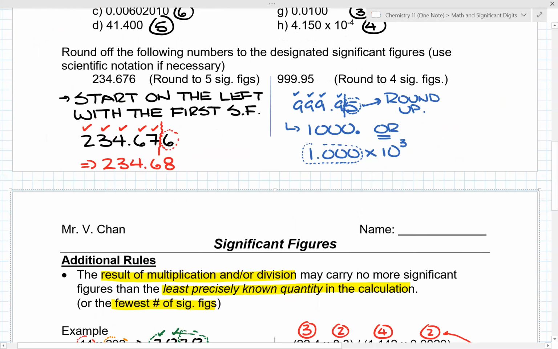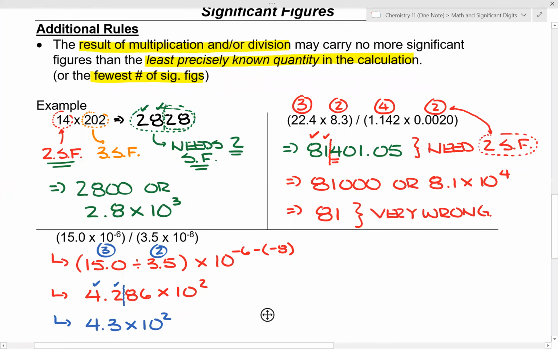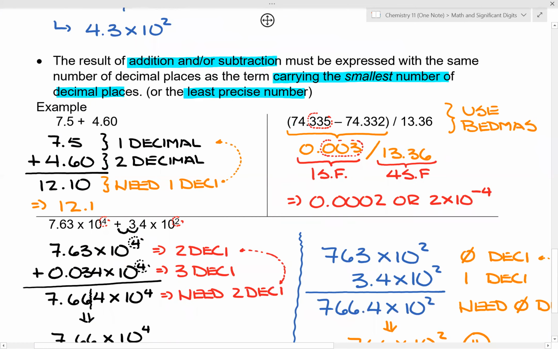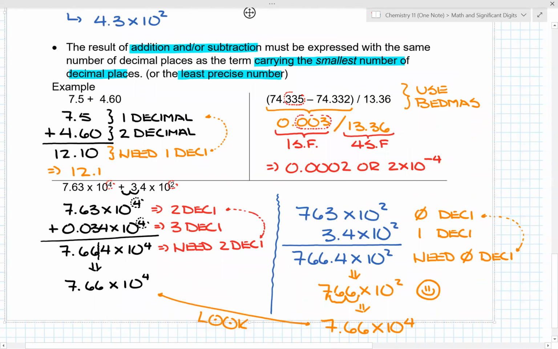Now, we also talked about some rules with significant digits. We talked about multiplication and division, and how we use significant digits in this scenario. And I also gave the example about addition and subtraction, and how we consider significant digits in this scenario as well.